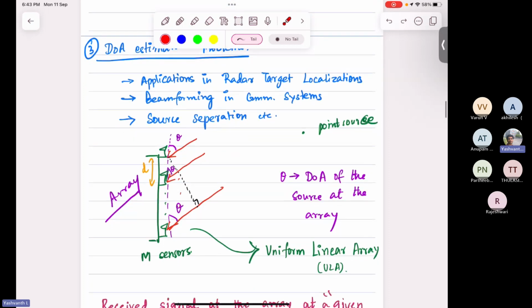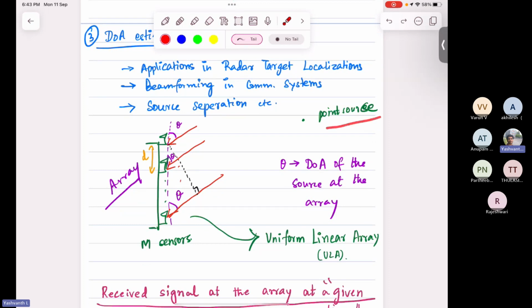Okay, let me describe the problem. You have a point source. The source is very small, and it emits some signal s(t), let's say. And there's a collection of sensors, an array of sensors. That's why it's called an array. Let's say there are m sensors in the system, and all of them will receive the signal from very far away. So this distance D is very, very large. In that case, all the rays will come parallel to each other, and these are the rays from the point source.